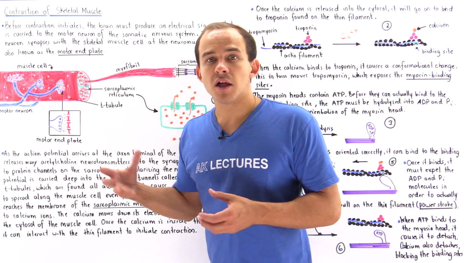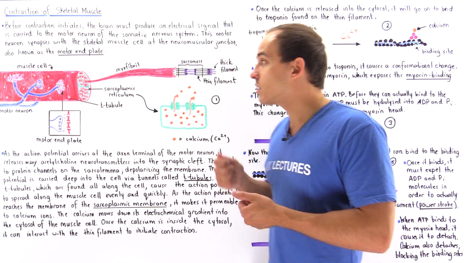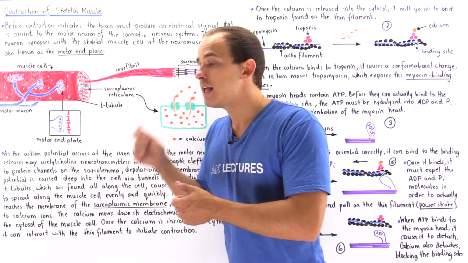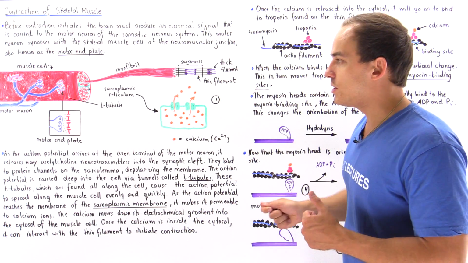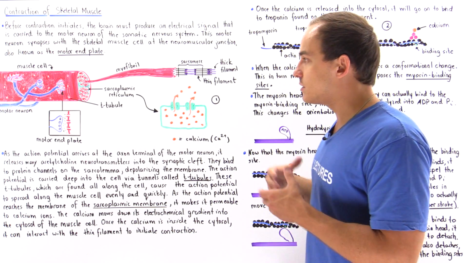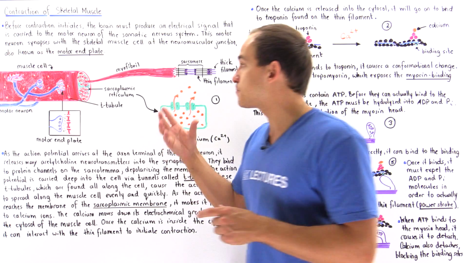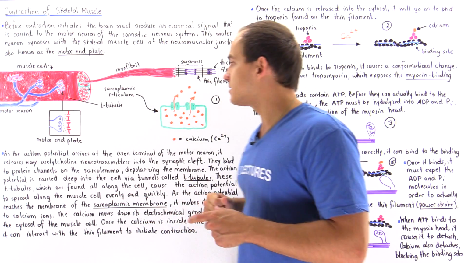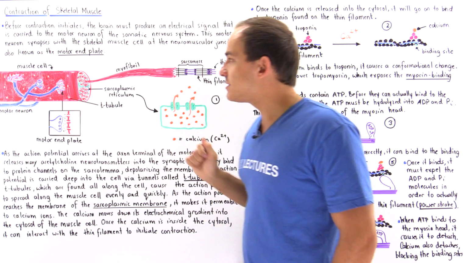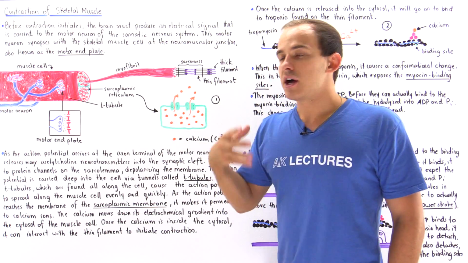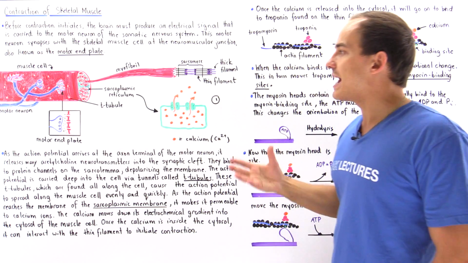Now, once the sarcolemma depolarizes, the action potential created on the sarcolemma will travel into the cell via these deep invaginations known as our t-tubules. What these t-tubules do is allow the action potential to very quickly and evenly spread throughout the entire muscle cell. Once our action potential travels into the cell, it will cause the activation of channels found on the membrane of the sarcoplasmic reticulum.